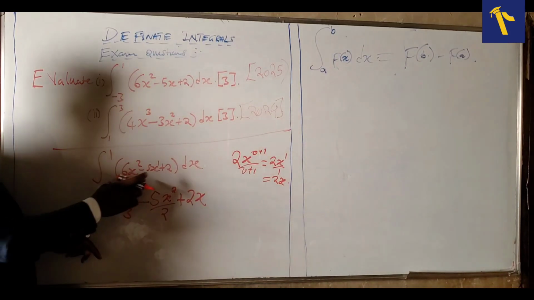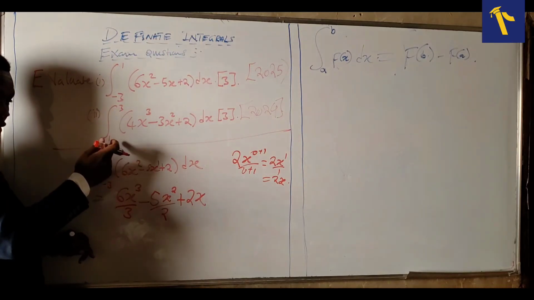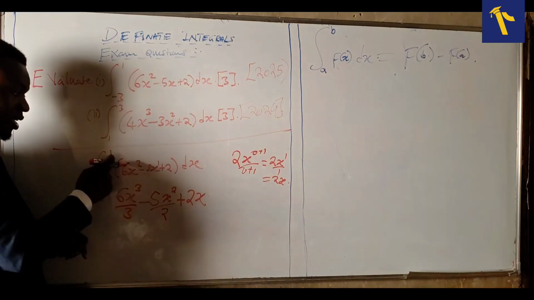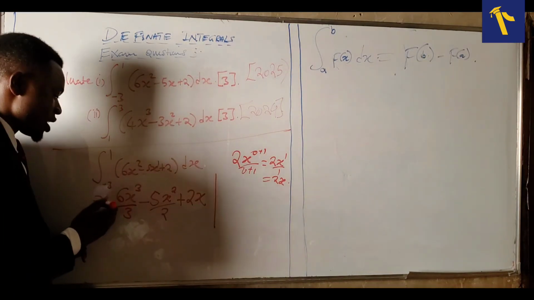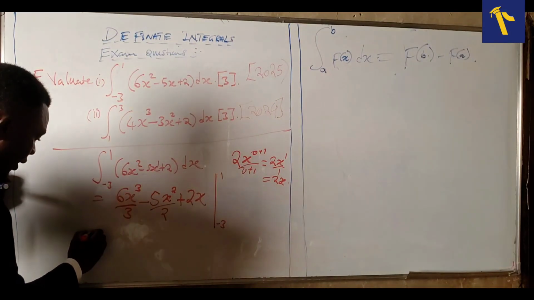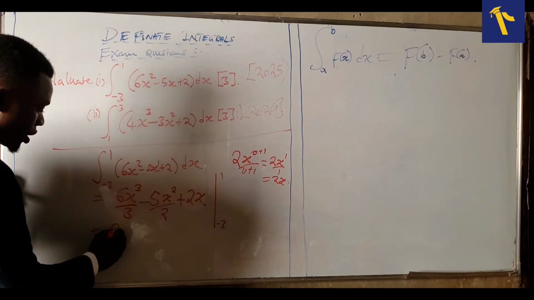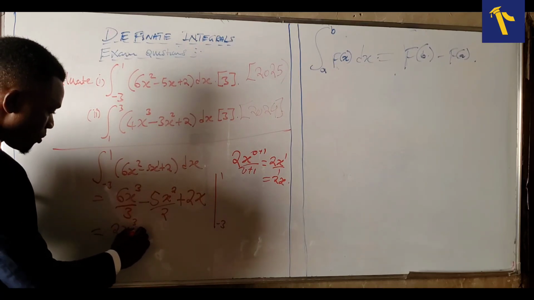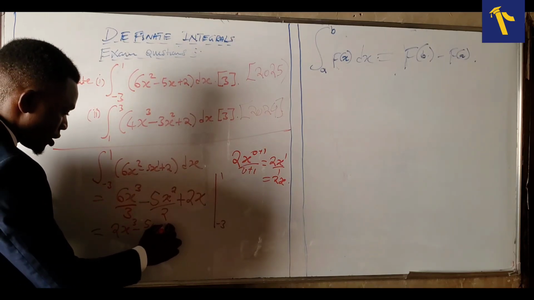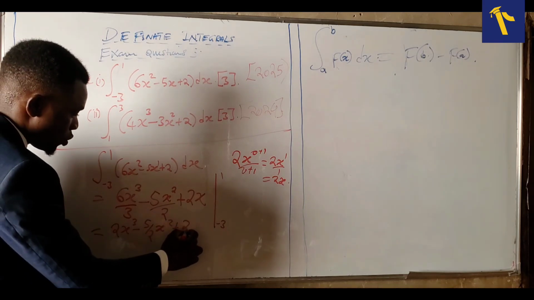Look at this. This is a definite integral which has limits. Therefore, we can't say plus c. Why? Because we have the limits. So I'm going to write my limits like this: -3 to 1. Therefore, I'm going to get x to the power 3 divided by 3, minus 5 over 2 times x to the power 2, plus 2x.